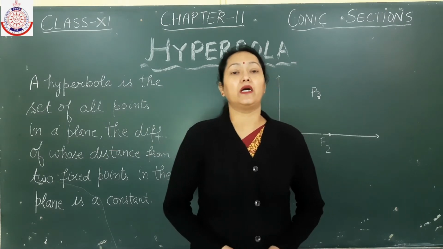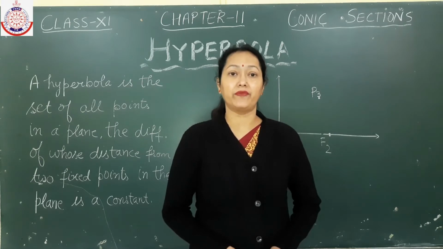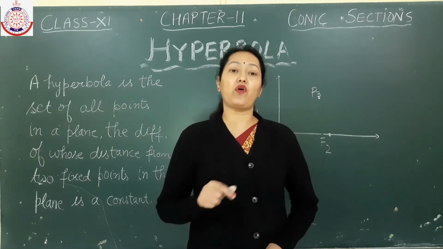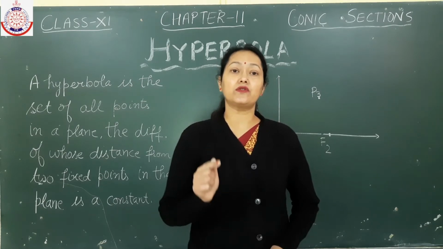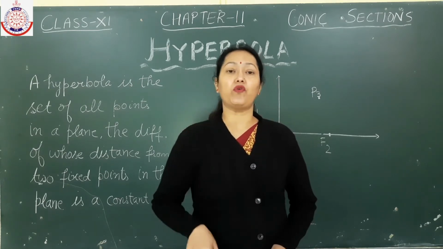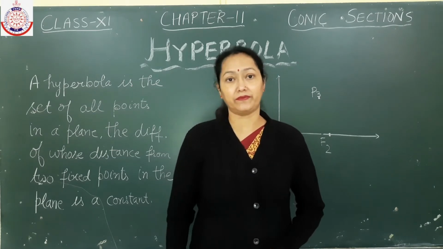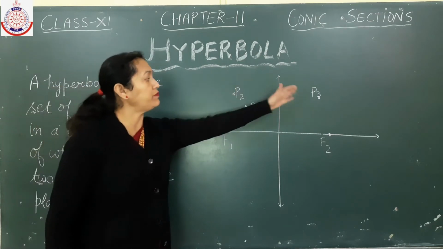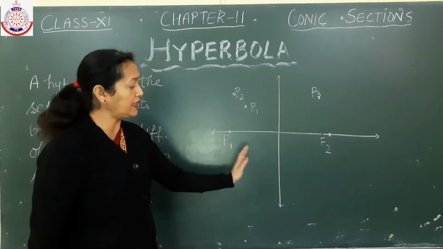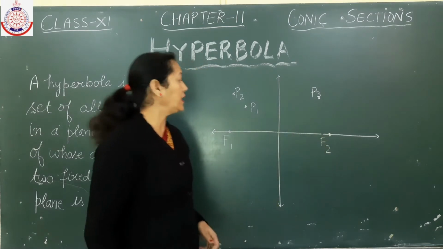What is hyperbola? Hyperbola is the set of all points in a plane whose distances from two fixed points, you know, focus, remain constant, and the points should also be in the same plane. For example, I have taken points P1, P2, P3, they are lying in the same plane. F1 and F2 are two fixed points, that is focus.